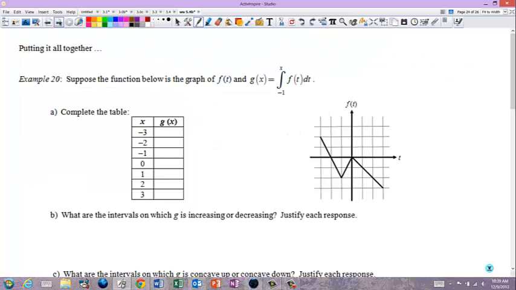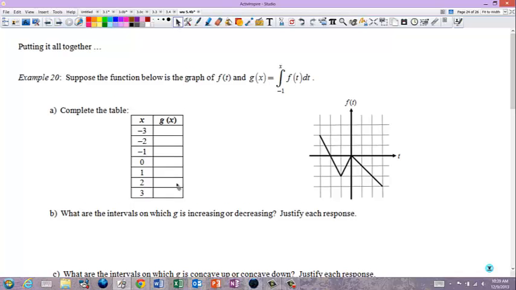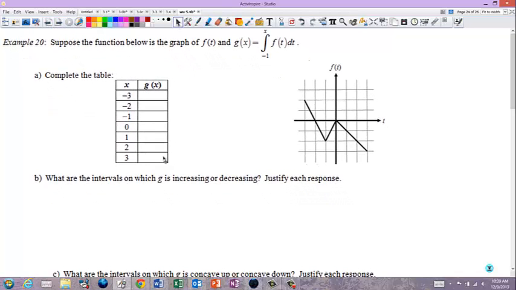Alright, so example 20. This is where we get into the AP free response questions, putting it all together. It says, suppose the function below is the graph of f of t and g of x is the integral from -1 to x of f of t dt. Complete the table. I'm not going to write them all out, but here's the first one. It's from -1 to -3 of f of t dt.